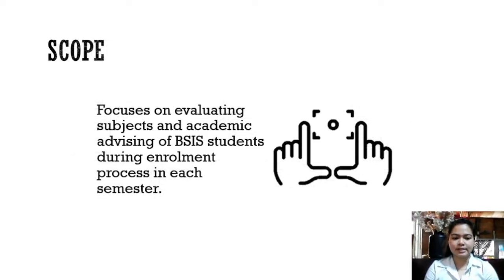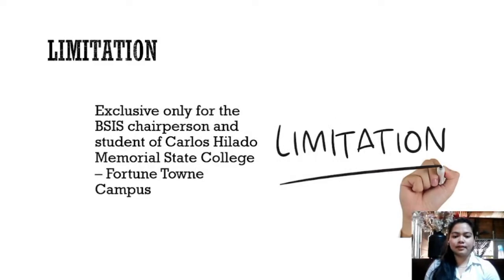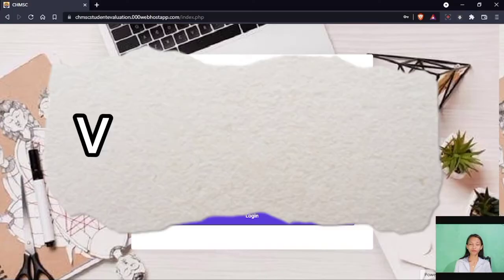Next is the scope of our system. It focuses on evaluating subjects and academic advising of BSIS students during the enrollment process in each semester. And now to the limitation of our system. It is exclusive only to the BSIS chairperson and students of Carlos Salado Memorial State College, Fortune Town Campus.